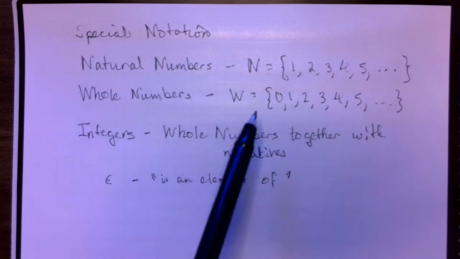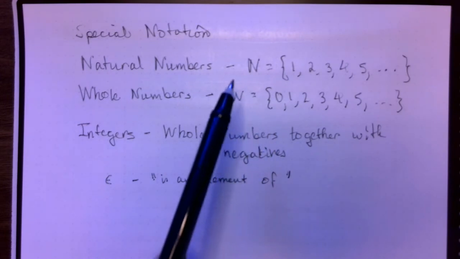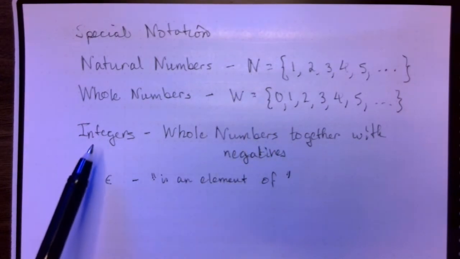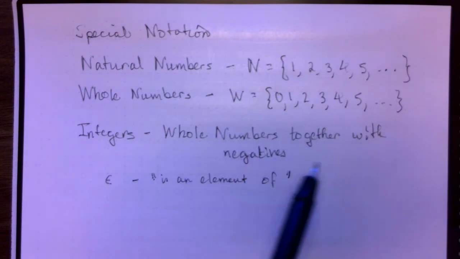The whole numbers are the natural numbers together with 0. Okay, so you have the natural numbers. The whole numbers is a slightly bigger set. And you have the integers, which is the set of whole numbers together with their negatives.